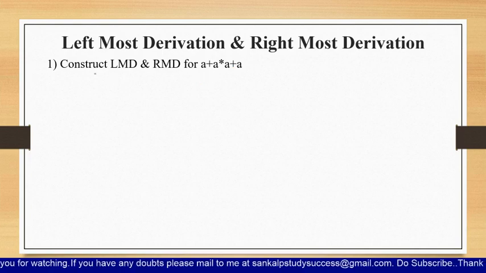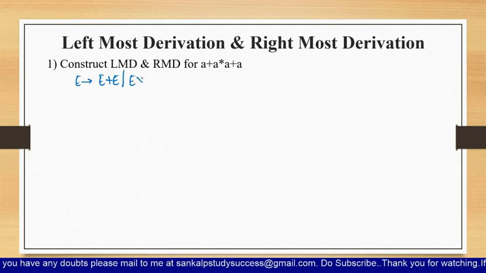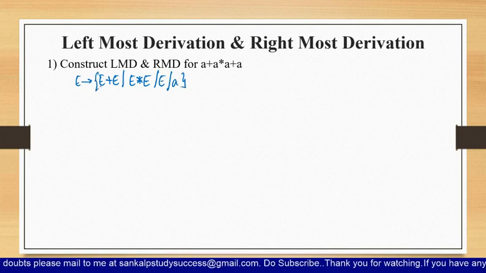And here our context free grammar which is given in the question is E tends to E plus E or E star E or E or A. This is given in the question itself, so don't worry, this completely is the question from here to here. It is completely the question. I forgot to write it over there. So construct the leftmost derivation and the rightmost derivation for the given string A plus A star A plus A.